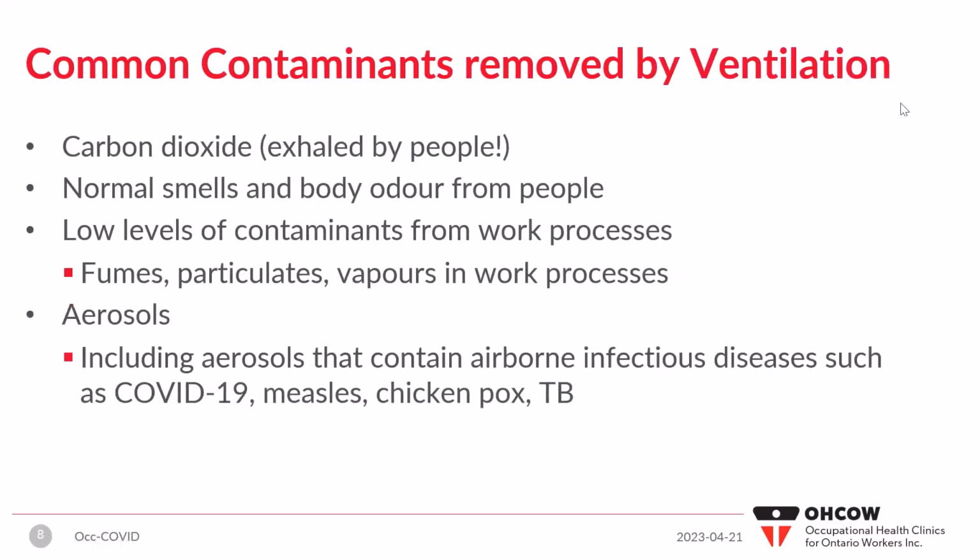So, I talked about contaminants. What are the common contaminants being removed by ventilation? Carbon dioxide. We are all making carbon dioxide right now. We are the biggest source of carbon dioxide in the vast majority of settings. Ventilation is also removing the normal smells and body odors coming from people. It's removing low levels of contaminants from work processes, some fumes, particulates, and vapors. As long as those are low levels, the general ventilation can handle that.